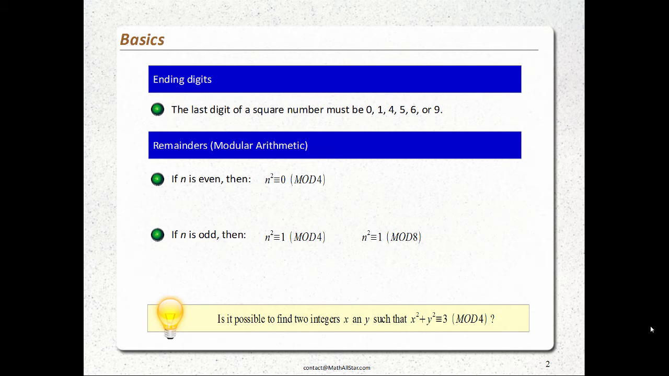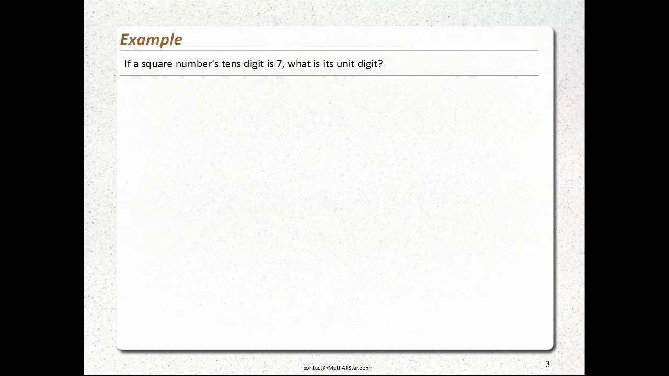These basics are all we need to solve many interesting and challenging problems. Take a moment to review them before continuing. Here is our first example. If the tens digit of a square is 7, what is its unit digit?